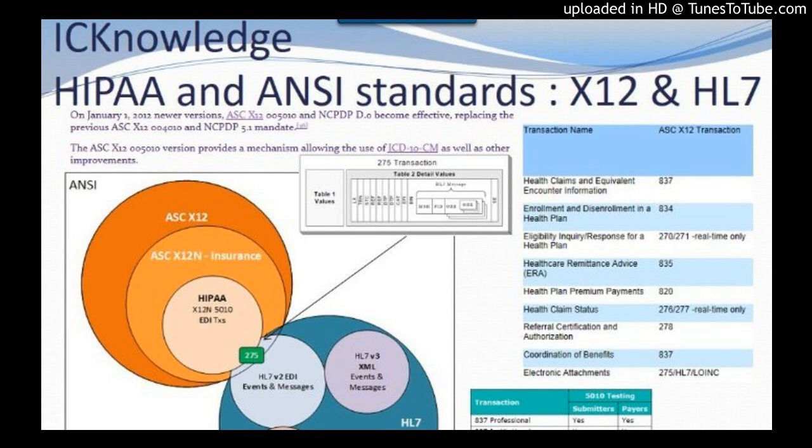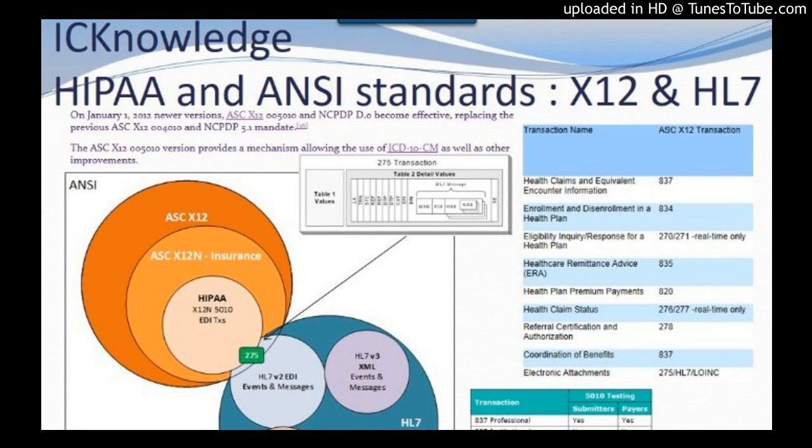HIPAA Bill of Rights. Patients can almost always access their health information. Wait, why almost always? If it is determined that it would be harmful to the patient or someone else, covered entities do not have to disclose an individual's health information.